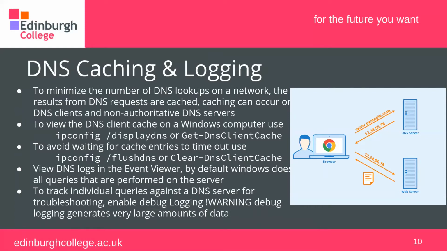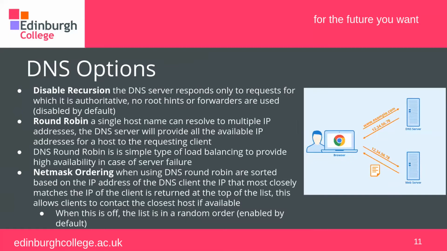So like DHCP, we've got some options with DNS to configure it. Disable recursion. This means that the DNS server will only respond to requests for which it is authoritative. It won't forward requests to another DNS server. So what it will do is just say, I don't know where that is, and I'm not the authoritative DNS server for that, so I can't help you. Sorry, bye. That's disabled by default, obviously.